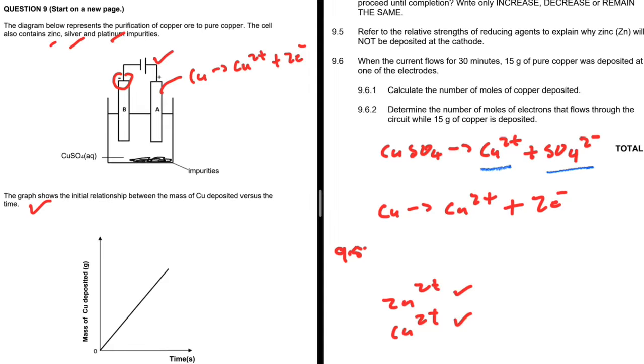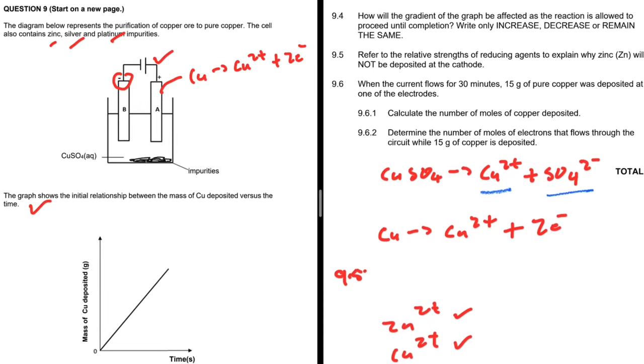So what do we need to do? We need to go to a predict table and see which one it is between zinc 2 plus and copper 2 plus. The question says, why is zinc not being deposited at the cathode? So obviously we already have our answer, but I'm just trying to show you where it is coming from. Copper 2 plus is a stronger oxidizing agent compared to zinc 2 plus.